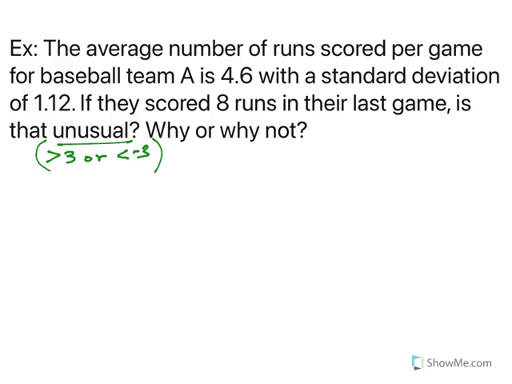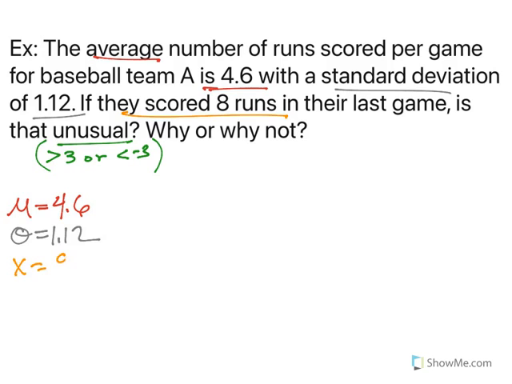Okay, so what do we know? We know the average is 4.6, so that's the mean. We know that the standard deviation is 1.12. And we know they scored 8 runs. That's our data value. Okay, so we plug these in.